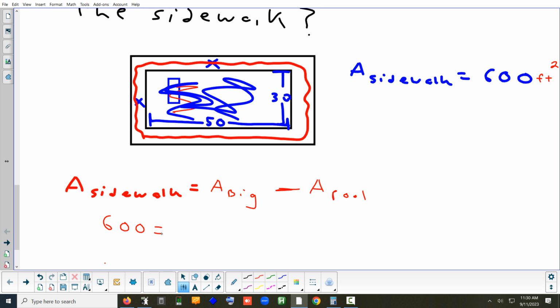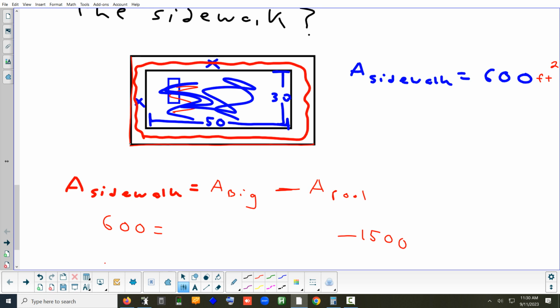The area of the pool, we know, or at least we could figure out. Yeah, it's 1,500. And now the area of the big rectangle. Well, I need to know how long that side is, and then I need to know how long that side is. It's going to be 70 by 30.